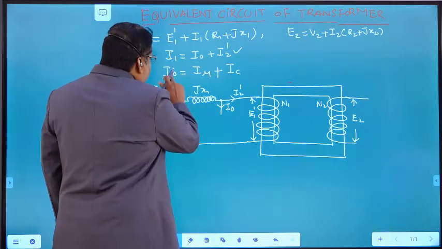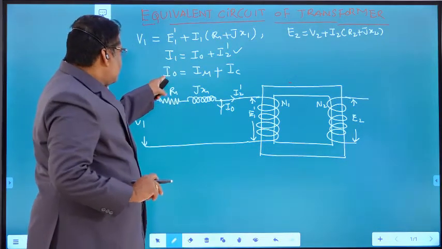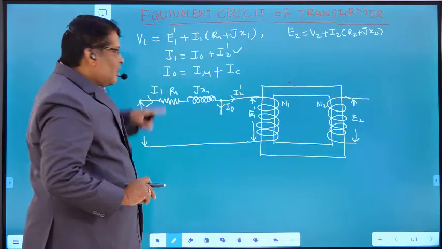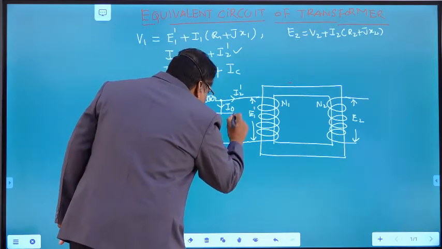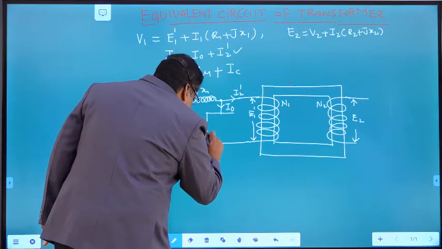Now, this no load current again has two branches.